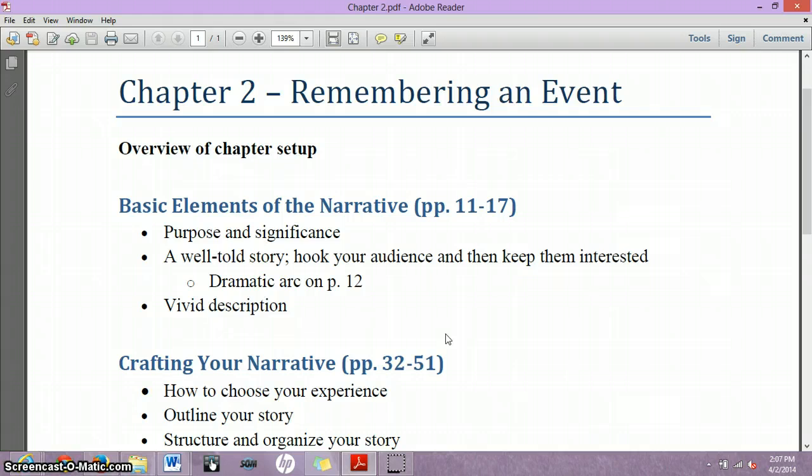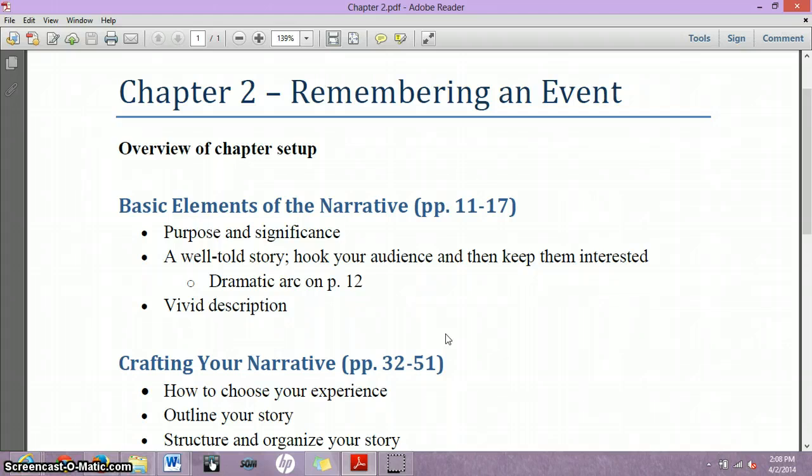Also, as we'll see later in the chapter, this is a good way to help organize your paper. Where do you want the climax to come? It doesn't always have to come in the middle. We'll look over that in just a second. But you can play with your organization based on that arc. So it's good to analyze another person's writing based on that arc, but it's also helpful in crafting your own.